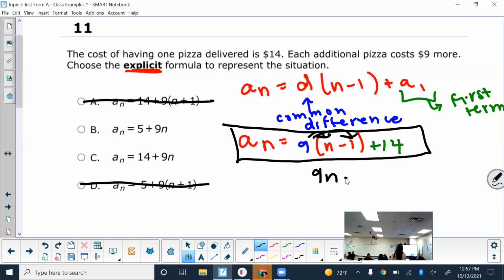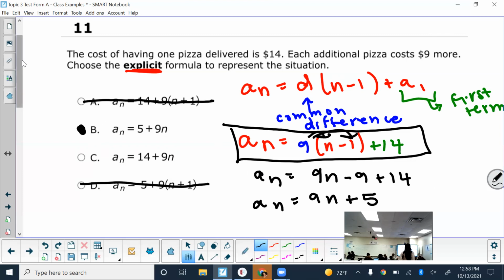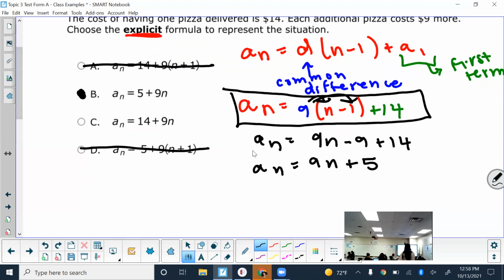9 times -1? -9, and then plus 14. So then a sub n equals 9n minus 9 plus 14. Combine like terms. -9 plus 14 is +5. So that matches what option? B. All right, on your test tomorrow though, it's free response for this question.